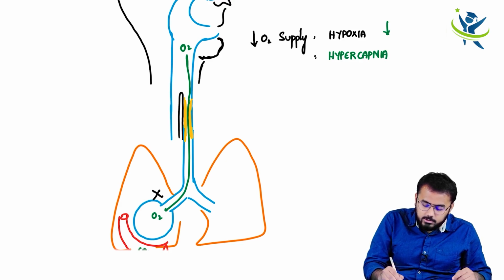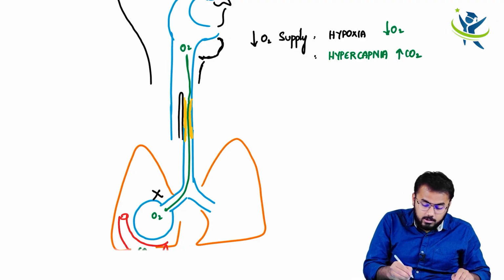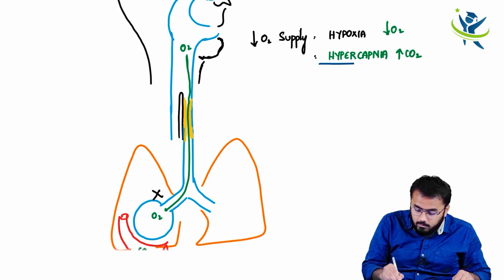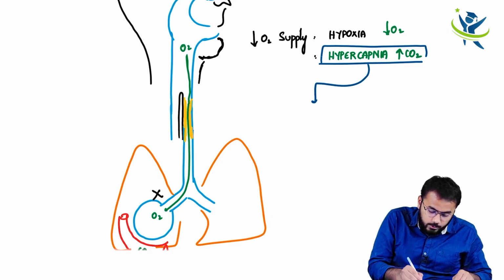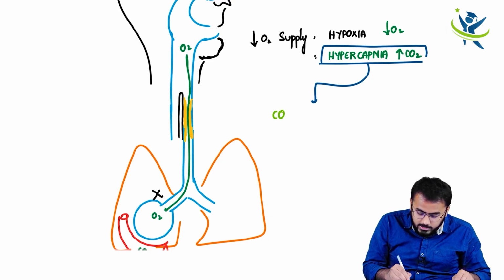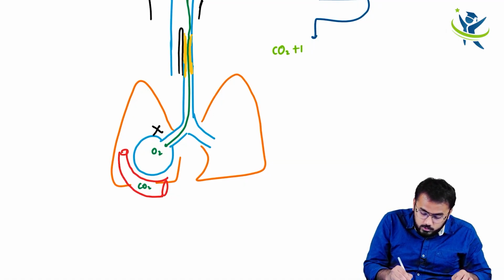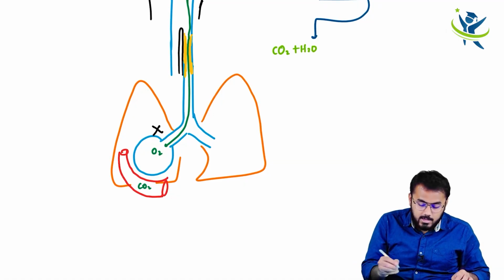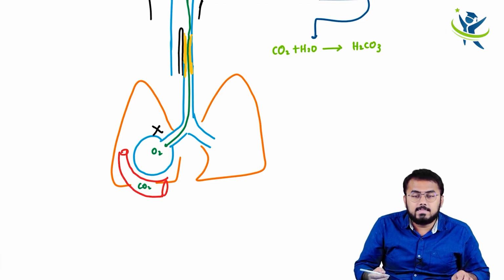So there is decreased oxygen, there is increased carbon dioxide. And when there is increased carbon dioxide, can anyone tell what happens because of increased carbon dioxide, guys? If carbon dioxide levels are more, and this carbon dioxide fuses with water, what will be the resultant reaction? H2CO3, carbonic acid.